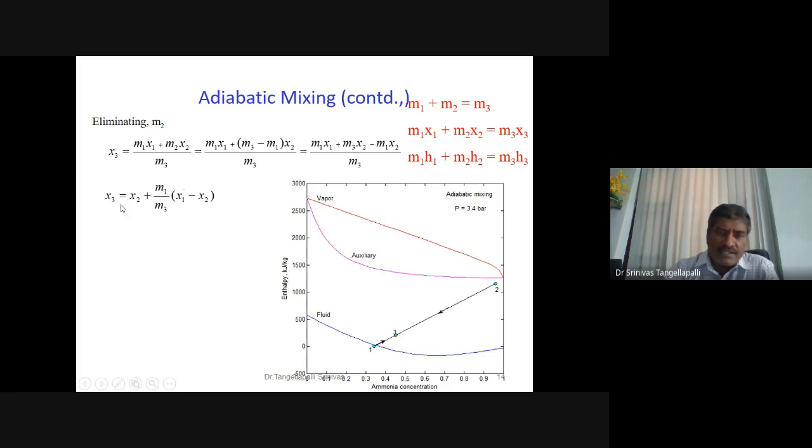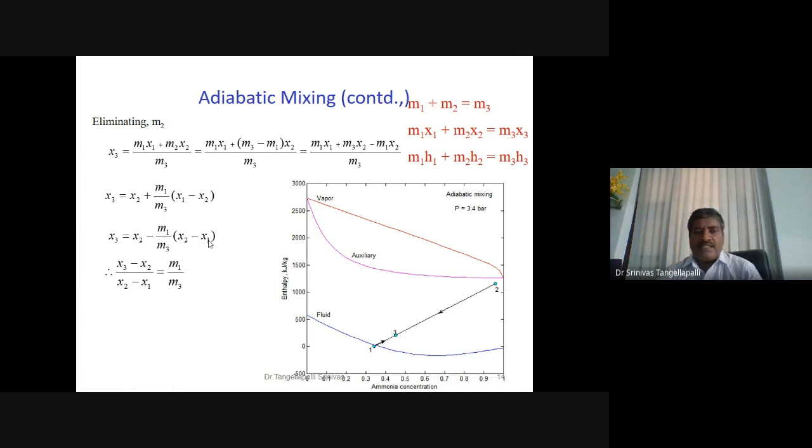Are you clear about this equation? X3 is equal to X2 plus M1 by M3 into X1 minus X2. M1 by M3 is the mass ratio. According to this drawing, X1 minus X2 is negative. That's why, if you want to write X2 minus X1, we have to keep a minus. So according to this drawing, X3 is equal to X2 minus M1 by M3 into X2 minus X1.